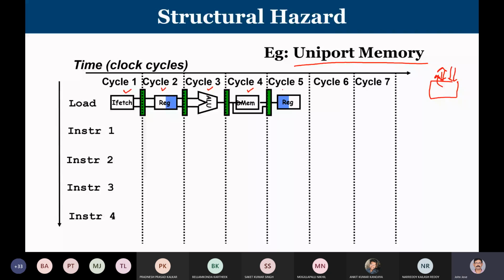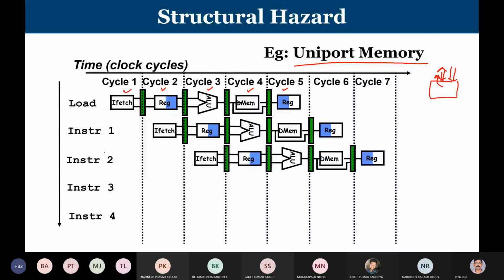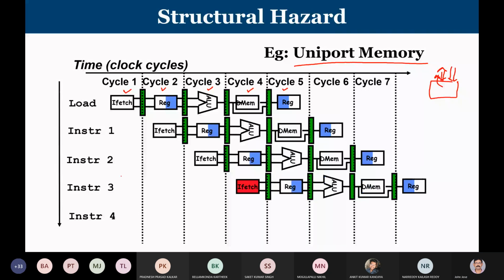Now imagine you have a next instruction that is going to come. I don't bother about what the instruction is. Let's say it's an add instruction, and there is another instruction. Now consider this point. Here at clock cycle number 4, you have your load instruction accessing the memory. At the same time, instruction 3 is also accessing the memory, but instruction 3 is accessing memory to perform instruction fetch, whereas load is accessing the memory in order to access the data. So one is in the MEM stage, the other one is in the IF stage, but both are accessing memory.